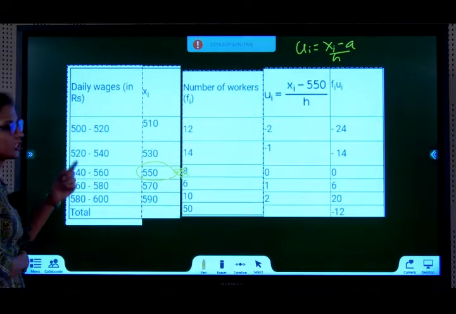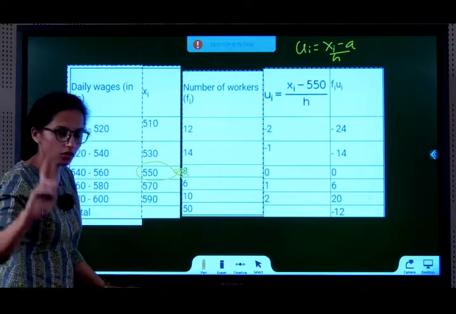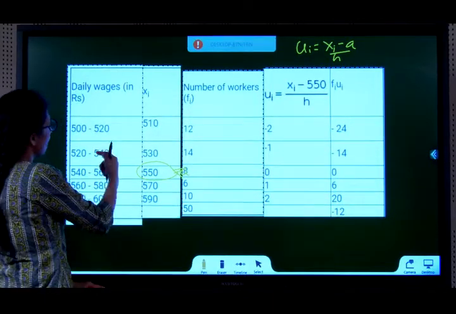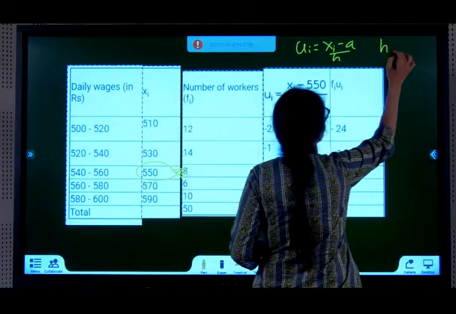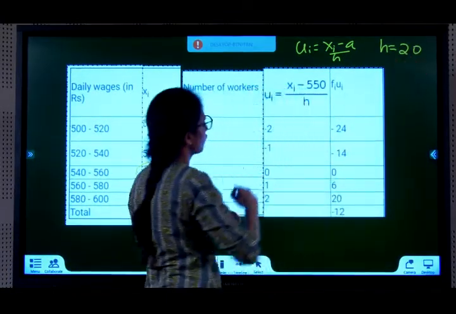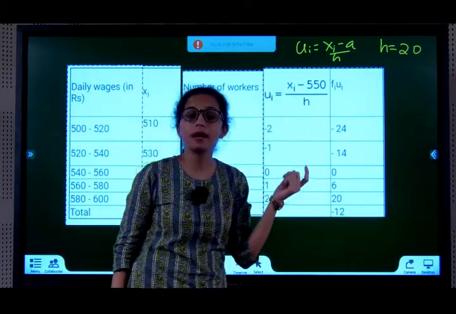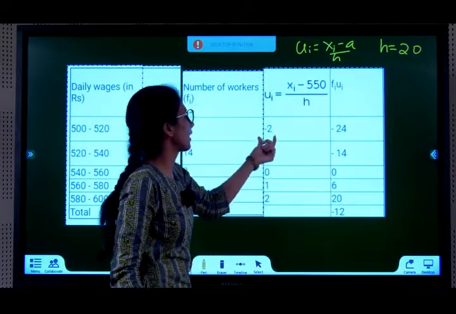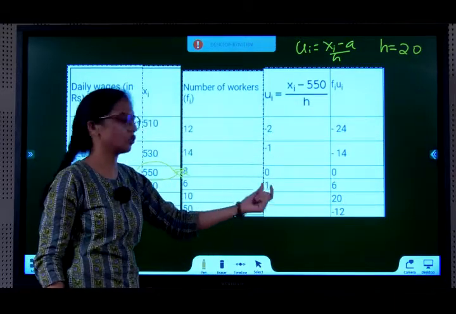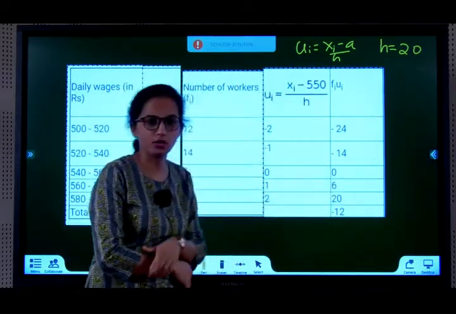What is the value of h here? We told you to find h, you have to subtract 2 consecutive upper limits or 2 consecutive lower limits. 540 minus 520, 20. So h value is 20. So what happens to the first one? 510 minus 550 is minus 40. Minus 40 by 20, minus 2. Similarly, find the other ui's. Then multiply fi into ui and you get this column.